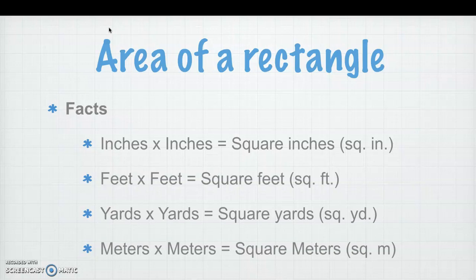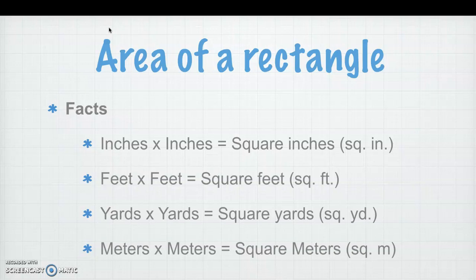Remember, as we are finding the area of a shape, we are multiplying the same measurement. That means our final answer is always going to be labeled as square measurement. The measurement depends on what measurement they give you. They might give you inches, feet, yards, or meters. But your final answer is always going to be square measurement. So that's going to be our label as we are labeling the area of a shape.